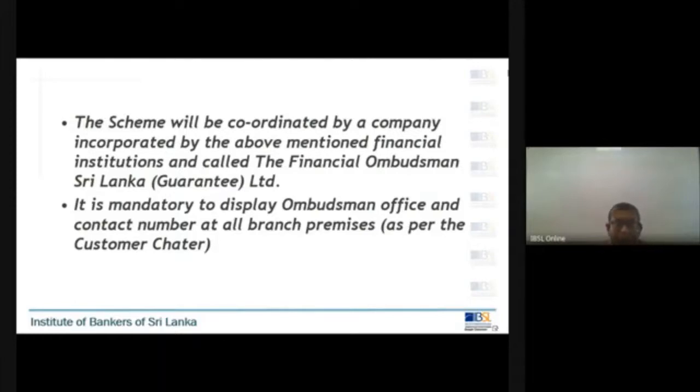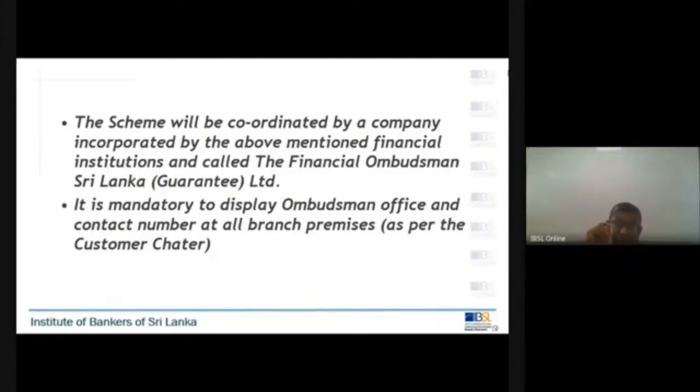This scheme will be coordinated by a particular company. Remember, the financial ombudsman comes under a particular type of company. You may have heard about limited guarantee, PLC, public limited, offshore companies and so on. You are going to learn all these things with me in financial institution management when you go to the DBF, DABF. I will teach the financial institution management subject, where we will learn the different types of companies under the Companies Act, who gives the license and things like that.